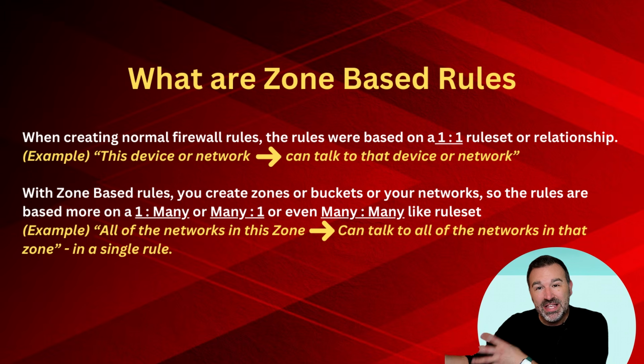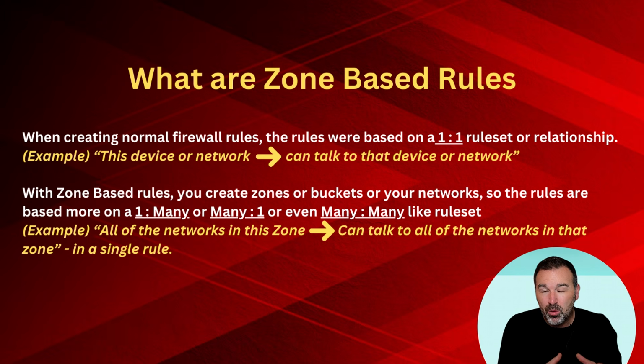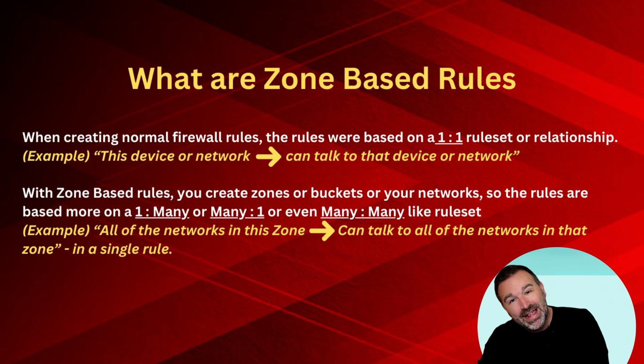And so the example of this is all of the networks in this zone can talk to all of the networks in this zone, or all of the networks in this zone cannot talk to this one network in this other zone, right? So you sort of start breaking them down in these categories, and then you create your rules accordingly.